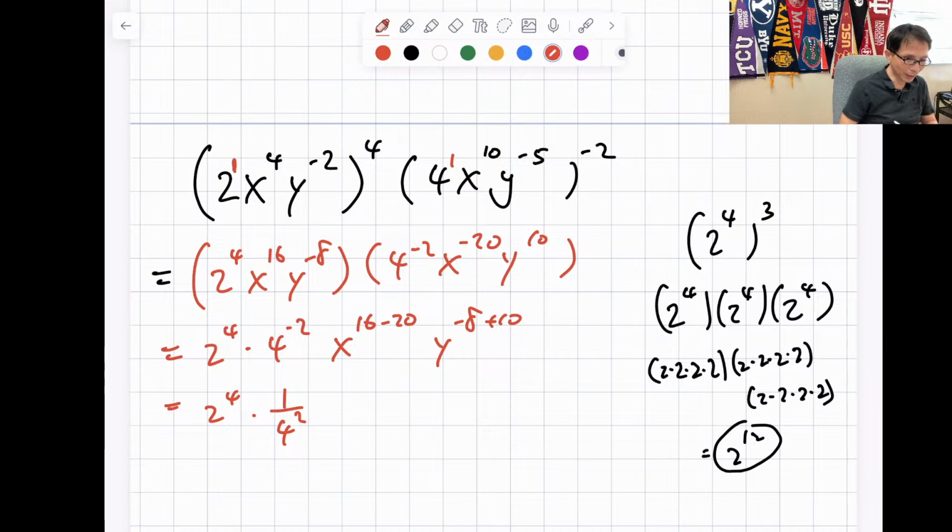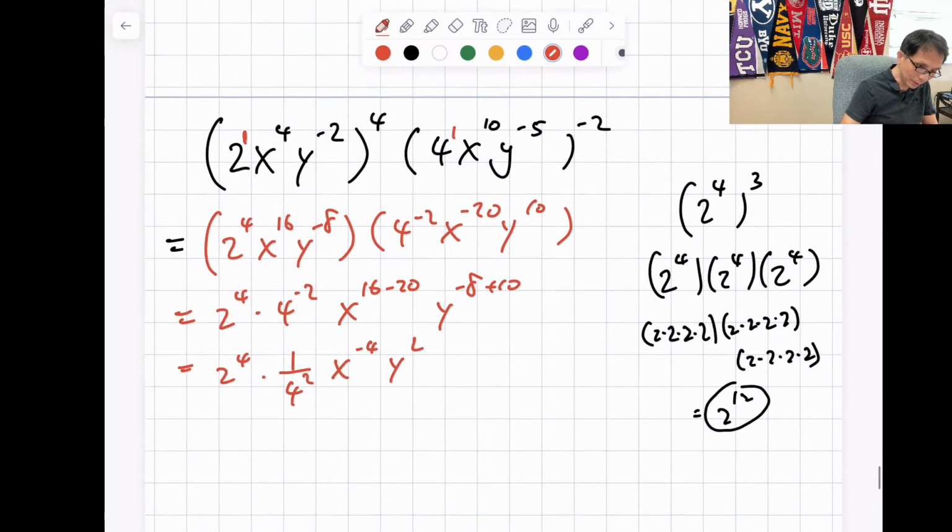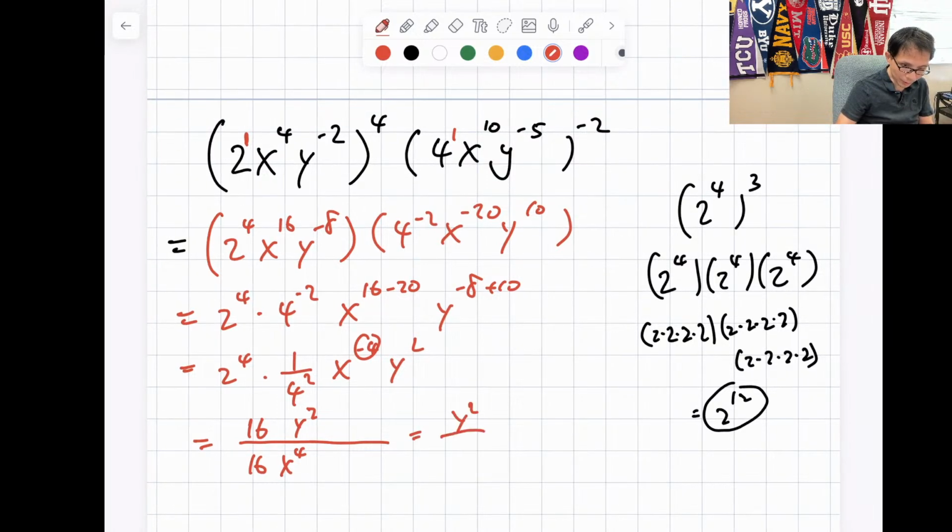Yeah, I'm going to talk about that in a second. You're right. So that's actually a pretty good idea as well. That's very good thinking. So this is -4, y to the 2. So that means 2 to the 4 is 16 over 16 x to the 4th y squared. Because this is a -4, they're not happy with this, so it's going to go down. And the answer is going to be y squared over x to the 4th.